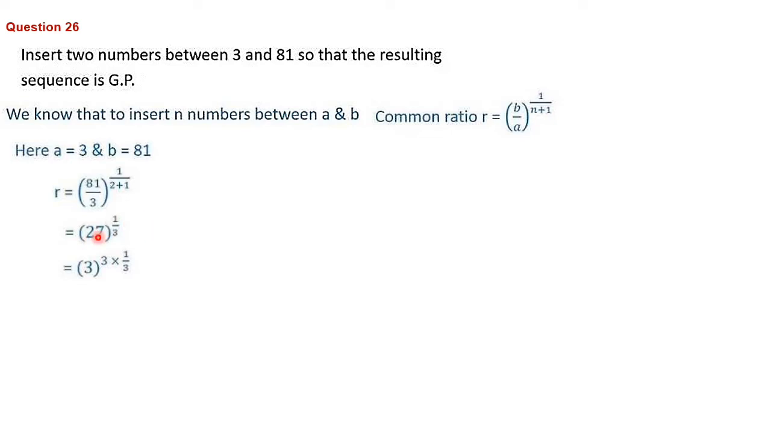Or else 27 we can write as 3 power 3, then into 1 by 3 is there. So that 3 we can cancel. Here 1 by 3, here 3, we can cancel. The balance is 3. Then we have got the common ratio is 3.